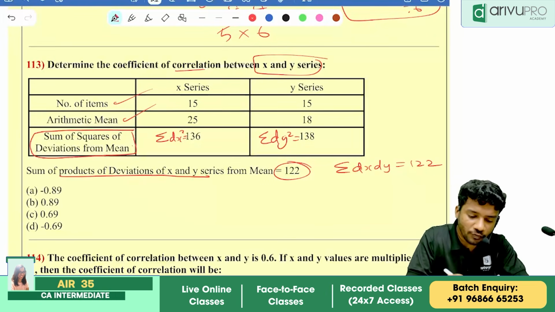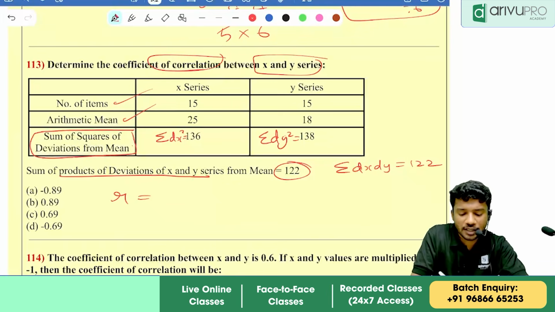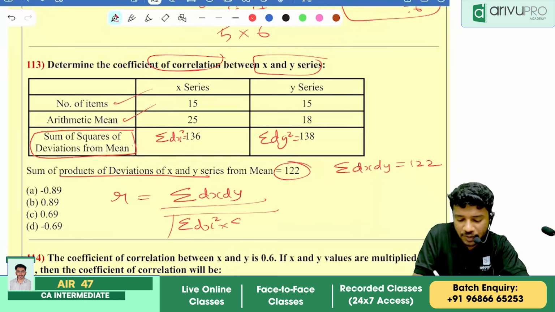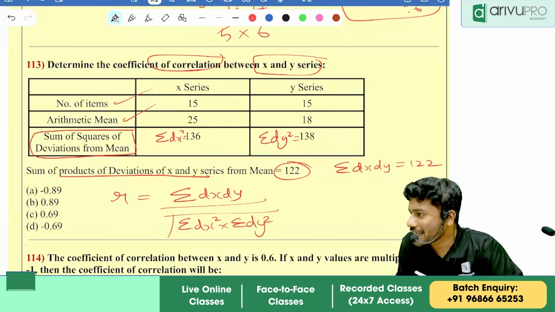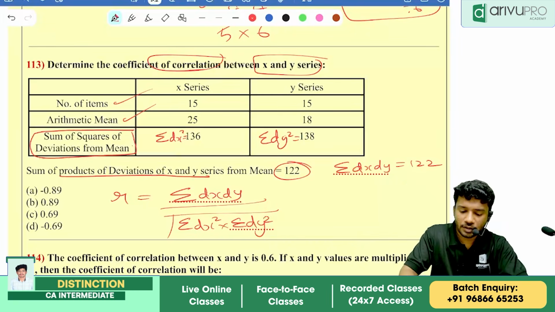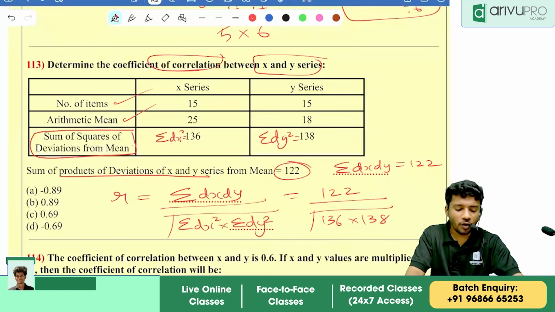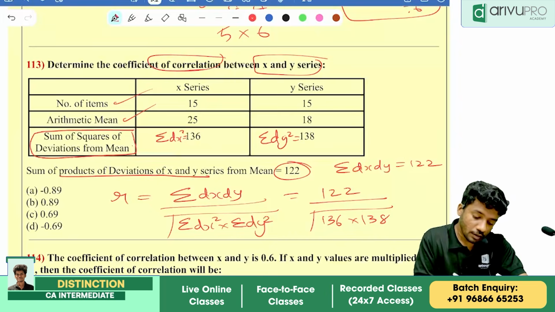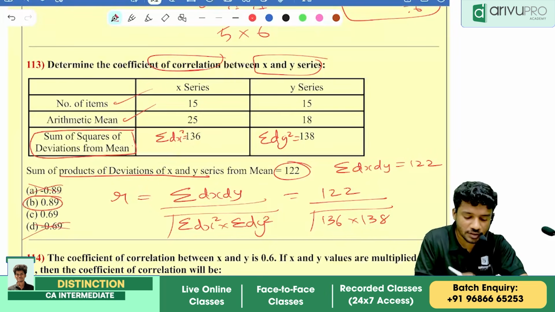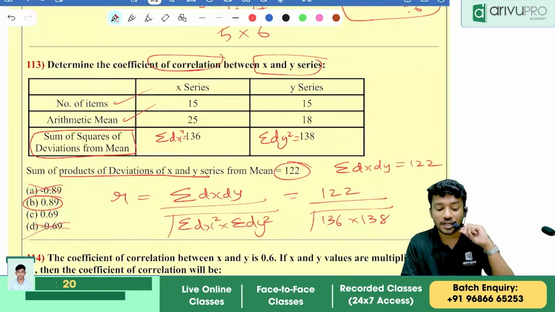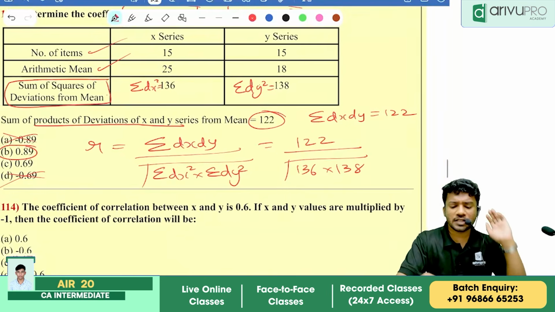Then people, what do we need to find? The R value. What is the formula? Sigma dx dy divided by root of sigma dx square into sigma dy square. Get me the answer, people. 122 divided by root of 136 into 138. How much is the answer now? 0.89. Huh? This is wrong. Why? Both are negative. That is not possible over here. Okay. Anyway, it is negative.